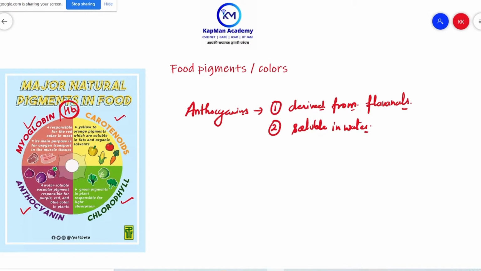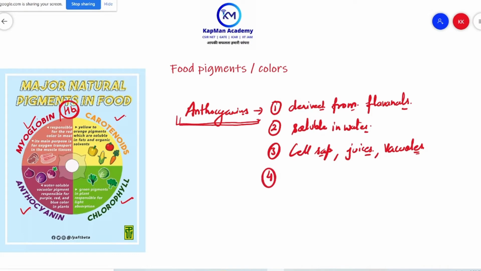Next question comes, where are the anthocyanins actually present in the plant cells? In the plant cells, they are present in the cell sap or the plant juices, right? Or you can say in the vacuoles of the epidermal tissues, in those areas the anthocyanin pigments are actually present. And in what type of plants are they present?